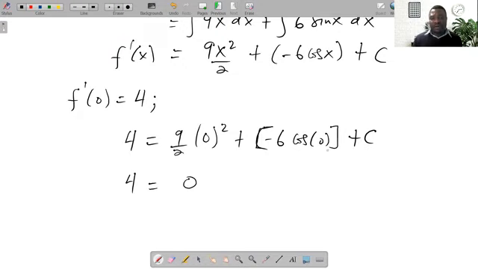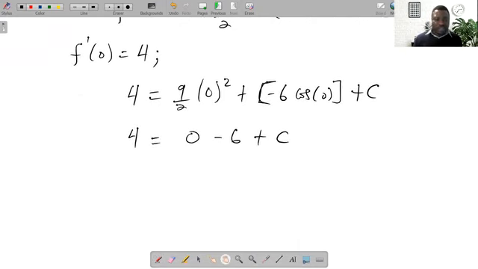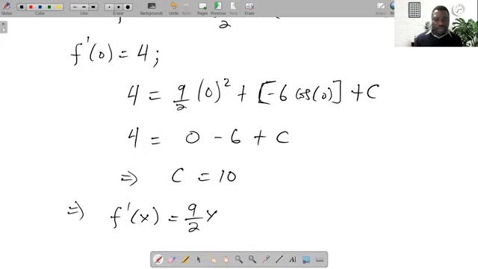Cosine of 0 is 1. So that means that this is going to be negative 6 plus my c. And so if I need to get my c, c will just be 10. Okay, so that tells me that my first derivative is nothing more than 9 over 2 x squared minus 6 cosine of x plus 10.